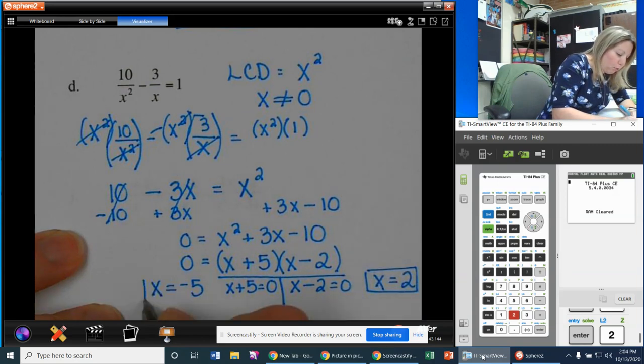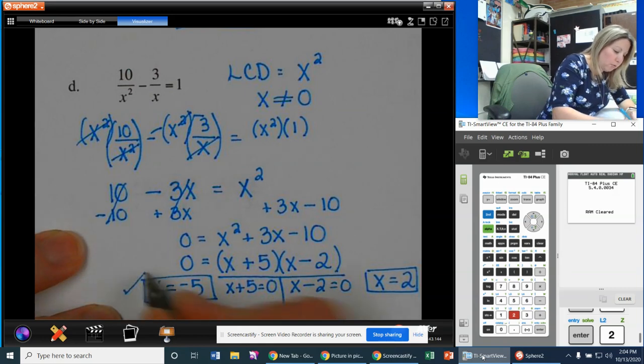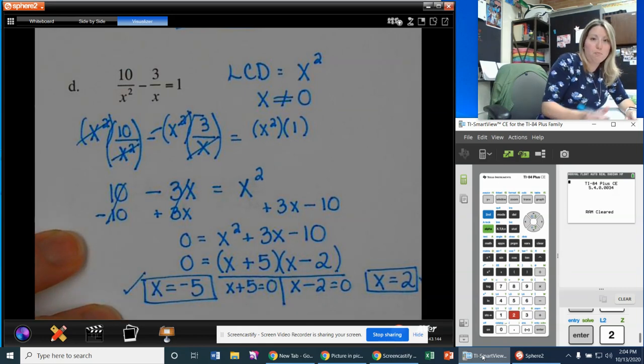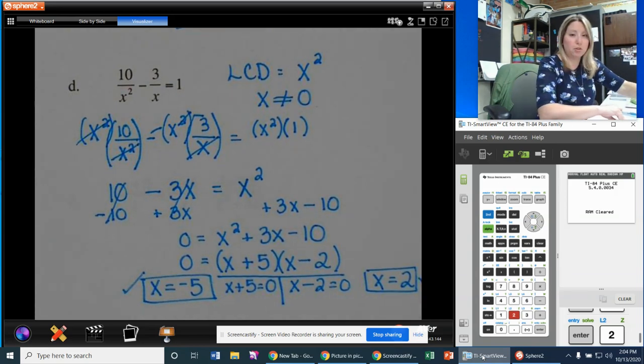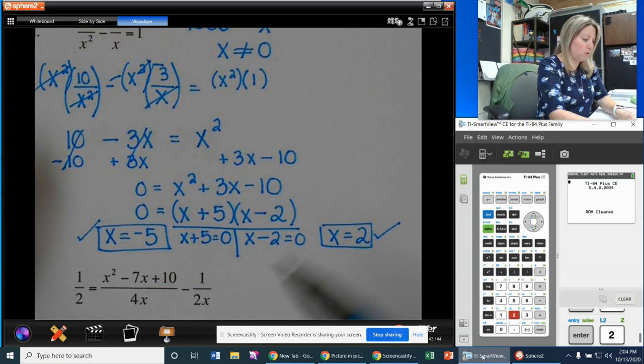And I get to keep both of these answers. Okay, I'm going to check both of these answers because what was x not allowed to be? 0. I'm good. I just didn't want to completely disrupt the next problem, so I'm good.